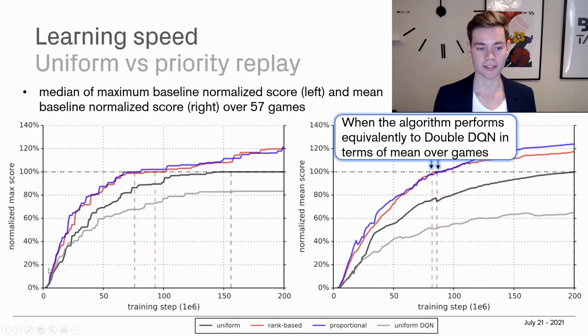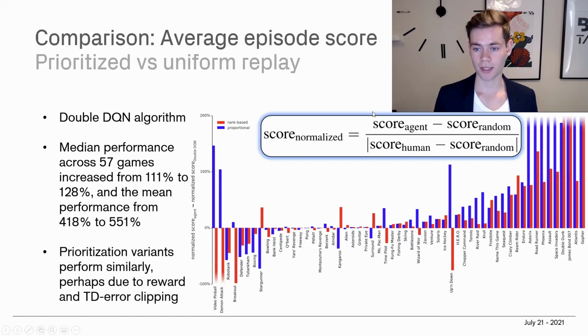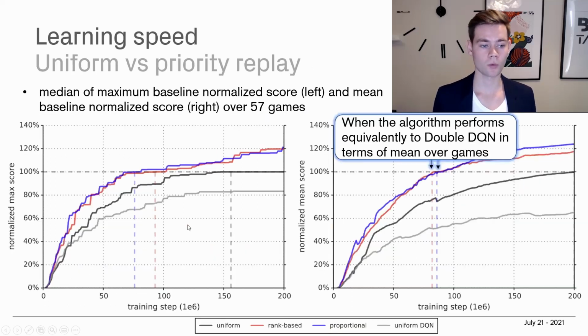So what this graph tells us is basically how fast the optimal or maximum score increases as a function of training steps. And as we said in the previous equation here, we would put in the double DQN algorithm. So when these ones reach 100, that basically means we're at the same level as for the double DQN algorithm.